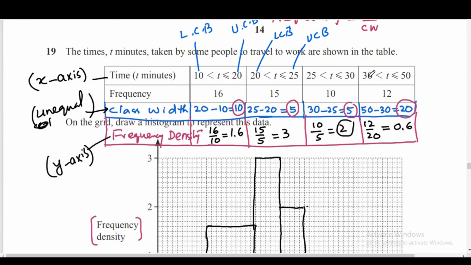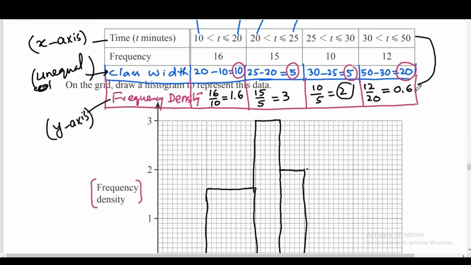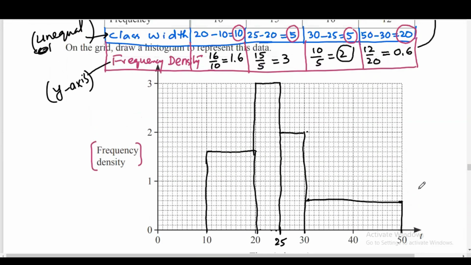And for the last class, 30 till 50, the frequency density is 0.6 here. Don't take the frequency 12, because it is unequal class width data here. So 0.6 means 0.1, 0.2, 0.3, 0.4, 0.5, 0.6. This is 0.6. So draw a rectangle. This is the histogram for unequal class width.